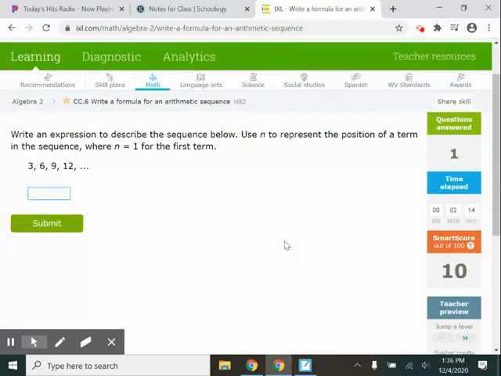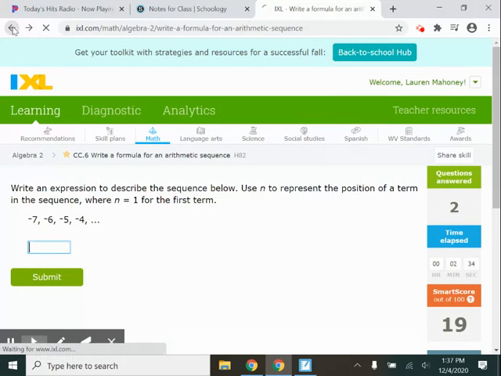For this one, I'm going to be doing the same thing. I'm starting with 3, so I'm going to put the 3 down first. I'm adding 3 to go from one term to the next, so plus 3, and then I do my parenthesis and then my n minus 1. So that's it. That's all you have to do for this.